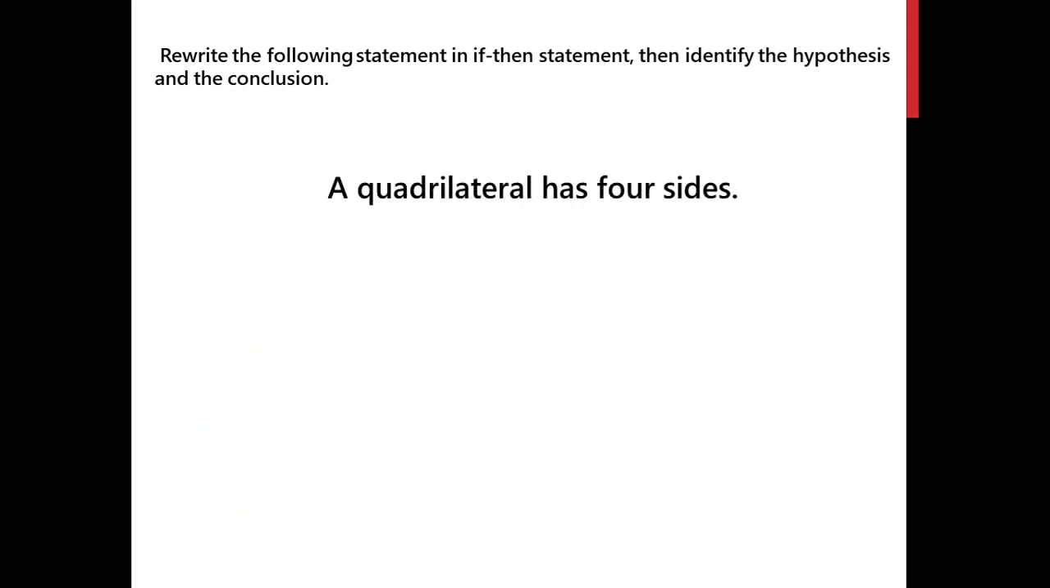A quadrilateral has four sides. Again, let's try to rewrite this one in its equivalent if-then statement. Again, the first step that you need to do is to identify the linking verb. For this statement, our linking verb is has. Now to rewrite this one, we can say that if it is a quadrilateral, then it has four sides.